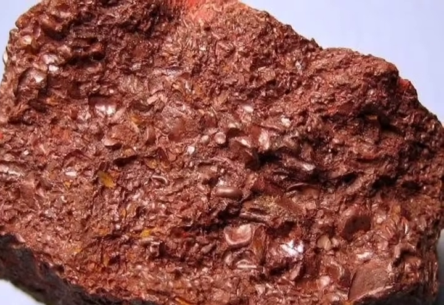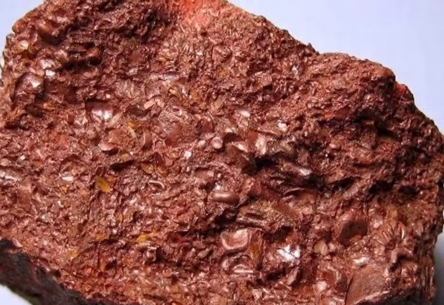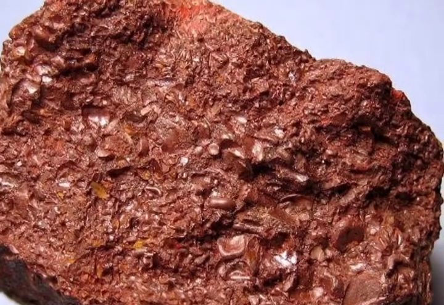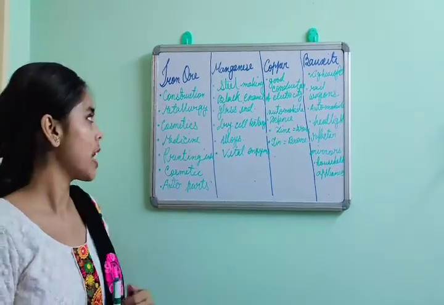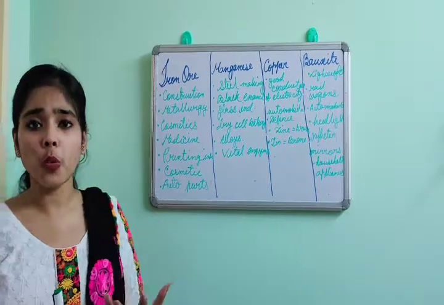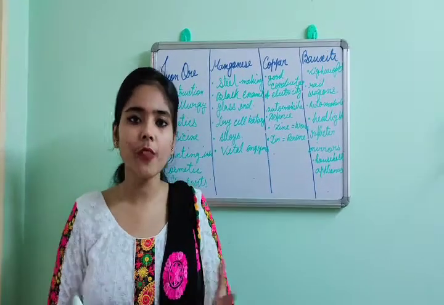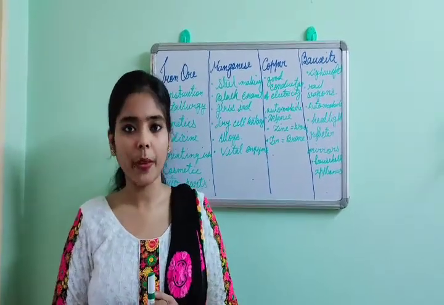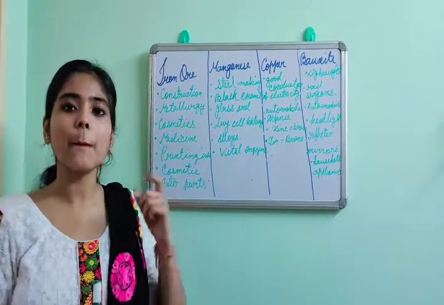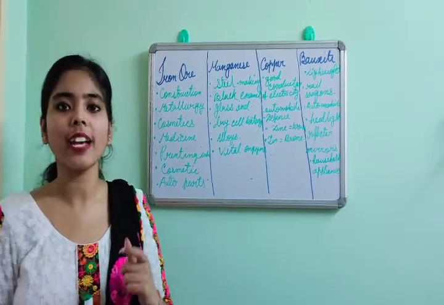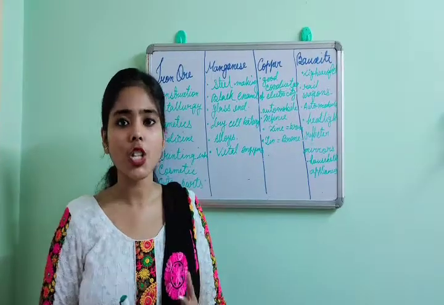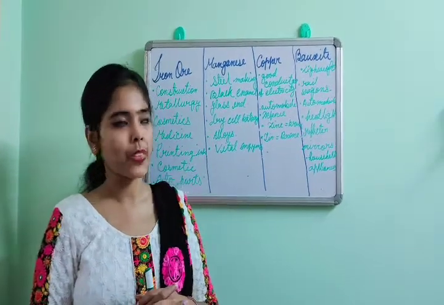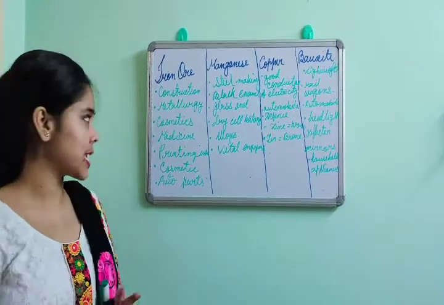Iron ore is a ferrous metallic mineral. Ferrous means the iron content is present more in such a mineral. Obviously, that's why it is iron ore. Basically, this iron ore is found everywhere in the world. And this is the main raw material of the iron and steel industry, which is one of the largest industries in the world. So, what are the basic uses?